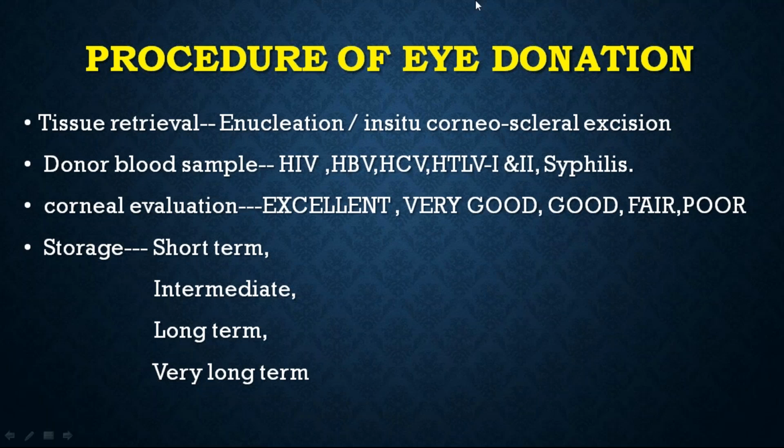You can take an entire eyeball. Enucleation means you can take an entire eyeball, or you can take a corneoscleral button. Anyone can be taken. And you should take the blood sample for HIV, hepatitis B, hepatitis C, syphilis, lymphomas, and corneal evaluation should be done: excellent, very good, good, fair, and poor, based on the endothelial cell count and cell shape. Storage should be done in short-term storage, intermediate storage, long-term storage, and very long-term storage. Long-term is tissue culture, very long-term is cryopreservation.